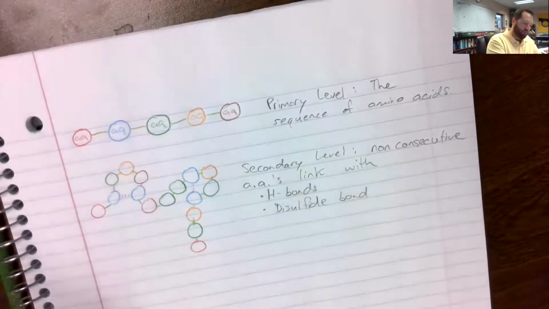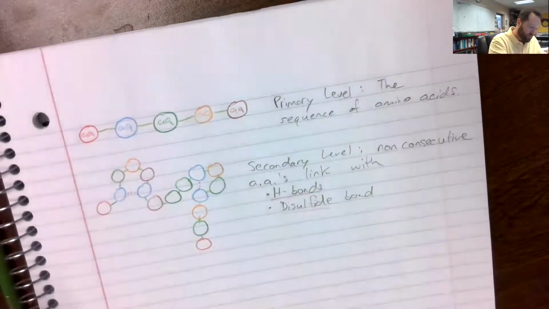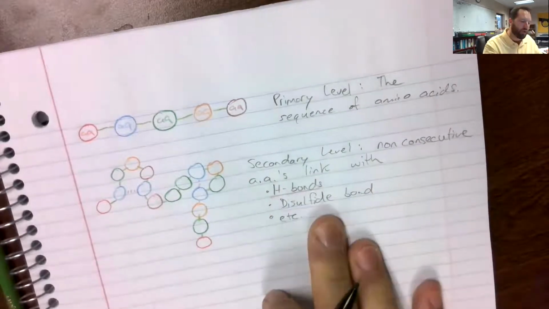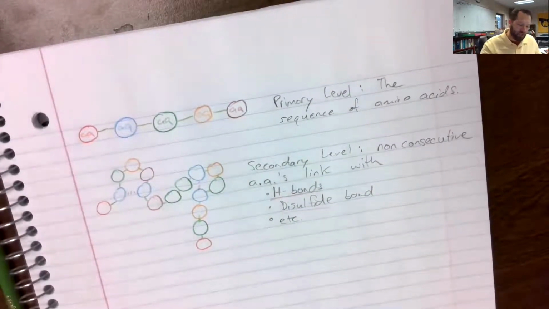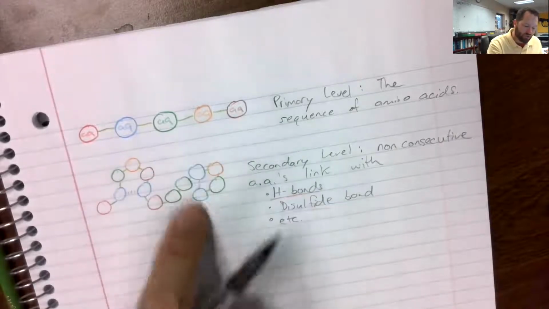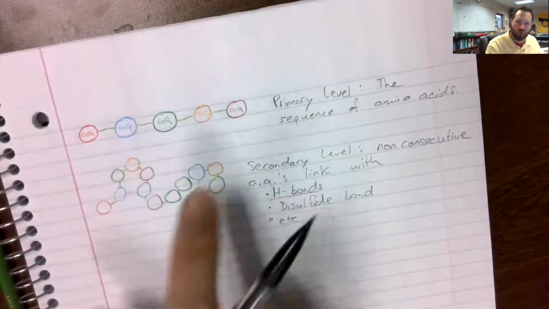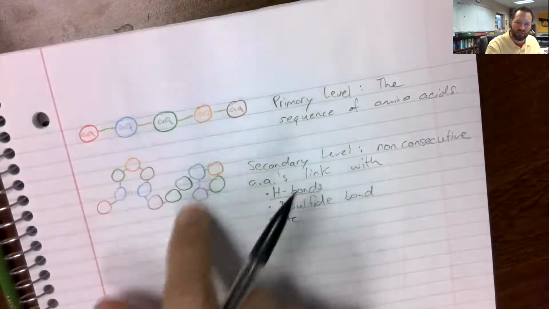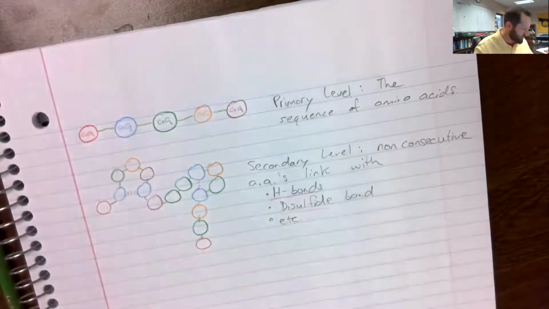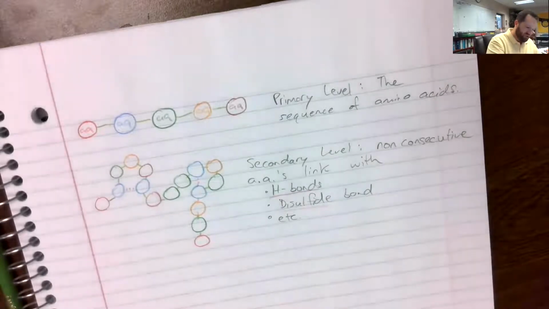So we've got these two different types of bonds. There are a few other types of bonds, but not terribly important. The important part is that these amino acids are interacting with one another. They're not consecutive, but they're joining up, and that causes these new folds that we see occurring on our protein chain, or polypeptide.